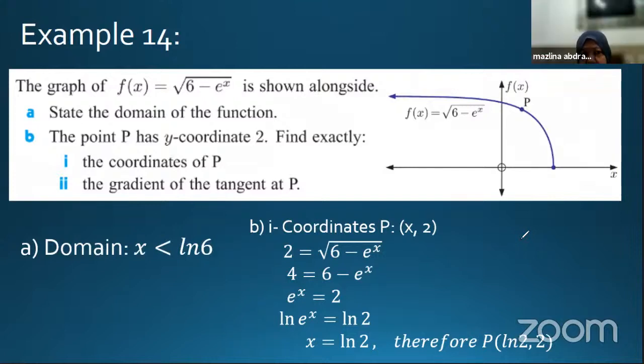So once you differentiate the function, the gradient of the tangent at P, P kita adalah coordinates kita tadi, ln2 and also 2. Then you substitute the value of x, kan? Betul tak? Yes, teacher. Yes, but then what is the answer? Jima dapat salah tadi ya. It is not 1/4. How to differentiate this? Square root of 6 minus e to the power of x. Anyone?